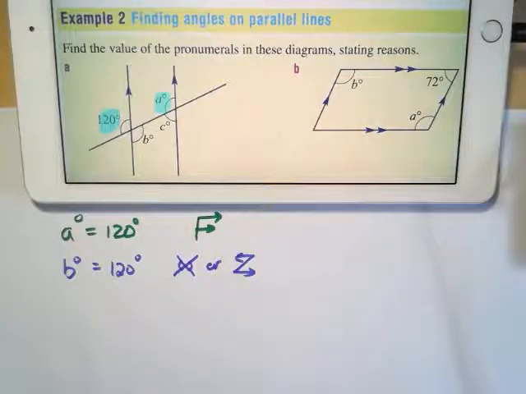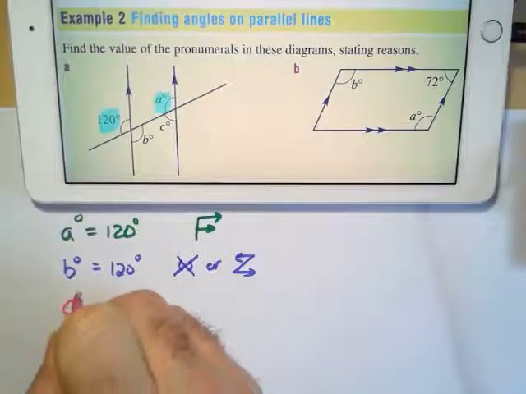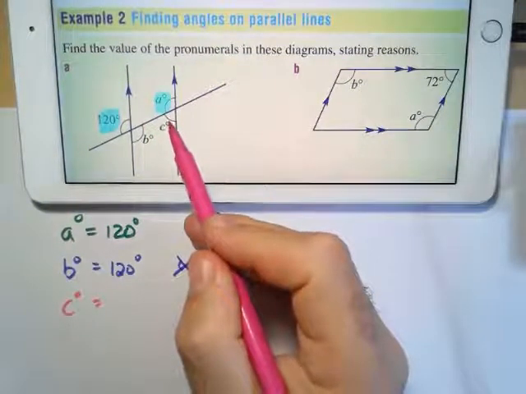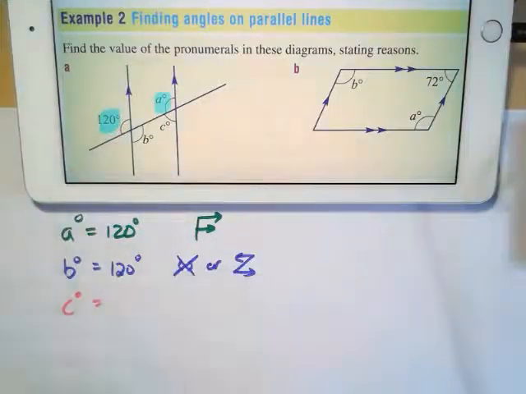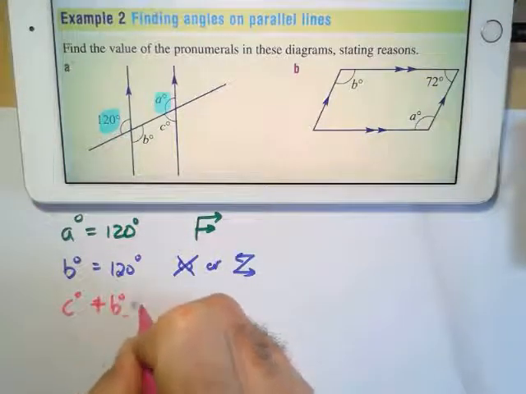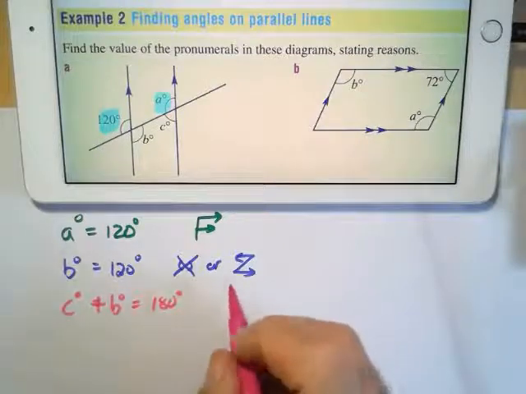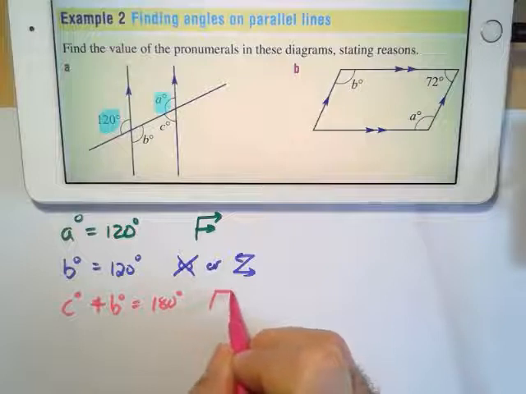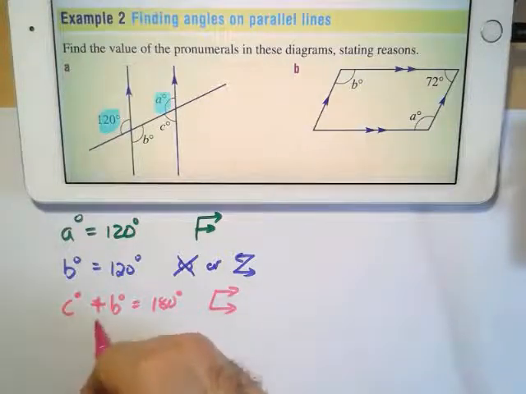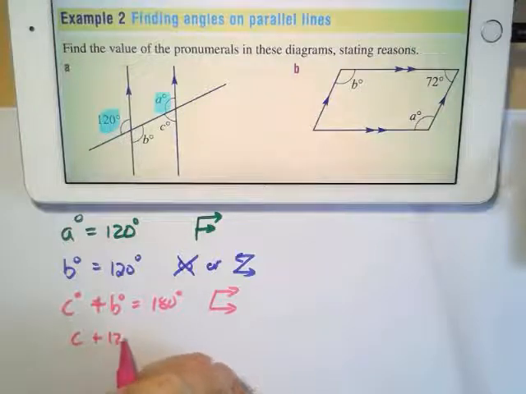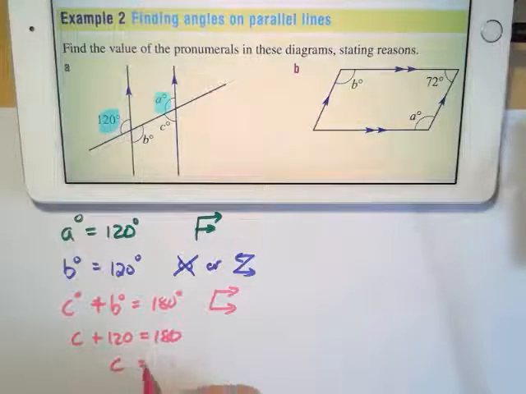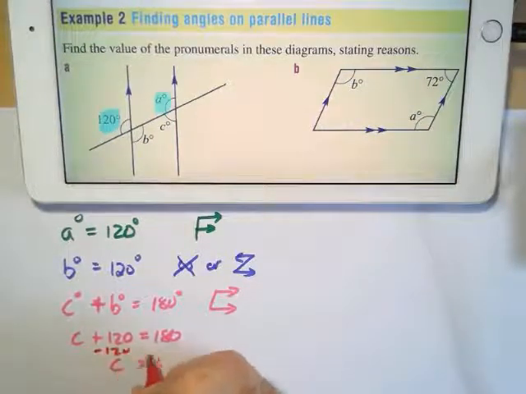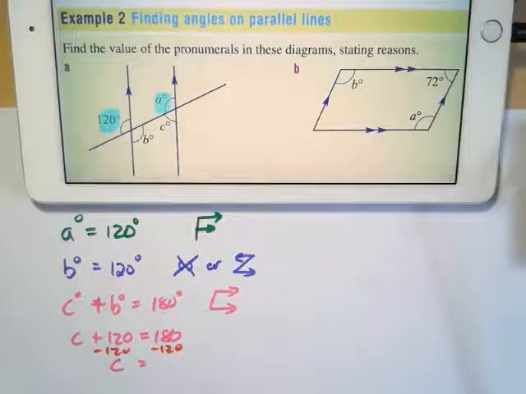When I want to find the value of C now, there's again more than one way to do C. I can look at C and say C and B are co-interior angles. Because those two lines are parallel, they are supplementary. So I can say C plus B equals 180 degrees. The reason I would say that is because they are co-interior. Co-interior looks like that, which means B is 120, so C plus 120 equals 180. Take away 120 both sides. Just write that so as not to confuse you. So if I take away 120 and I take away 120, C equals 60 degrees.